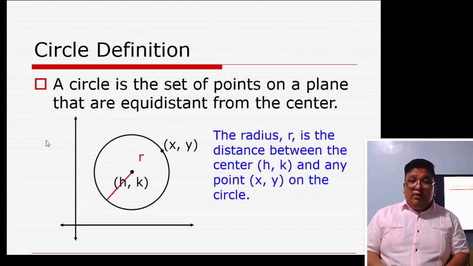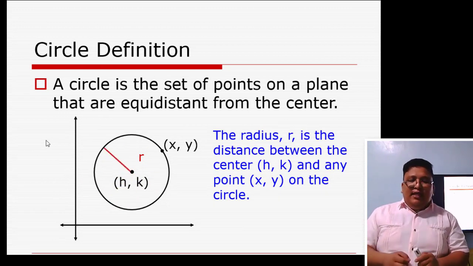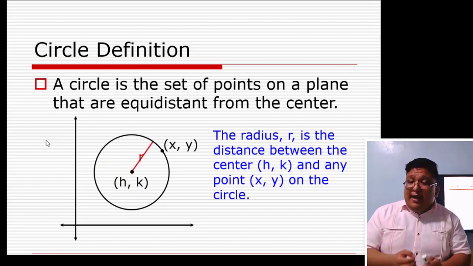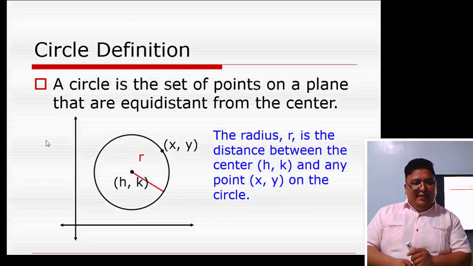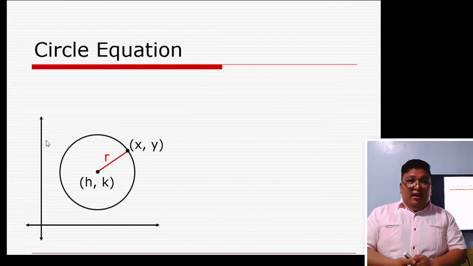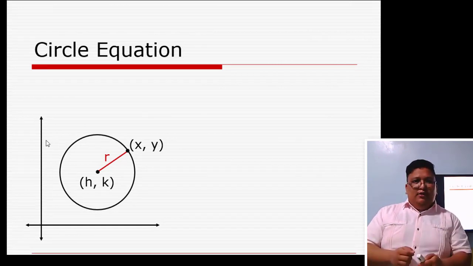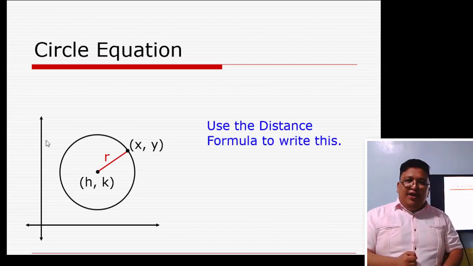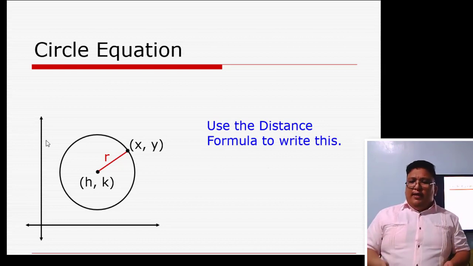Remember that the radius R is the distance between the center, or the HK, and any point which is represented by XY on the circle. Alright. Let us now have the circle equation. How are we going to compute or find the equation of a circle? Very good. We are going to use the distance formula. And what is the distance formula?